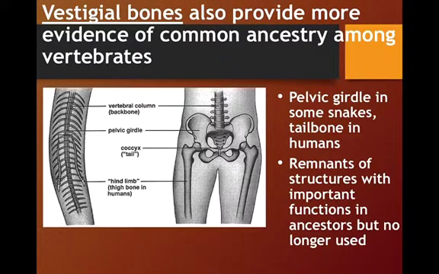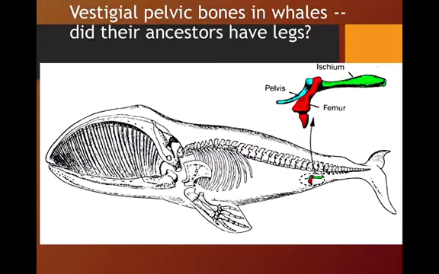Okay, vestigial bones we talked about a little bit before. They show a little bit more evidence. So, for example, snakes do have a pelvic girdle, and humans have a tailbone. It's something that we no longer use, but it is still in our body because our body plan genes still create it.